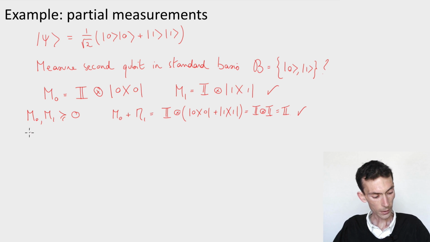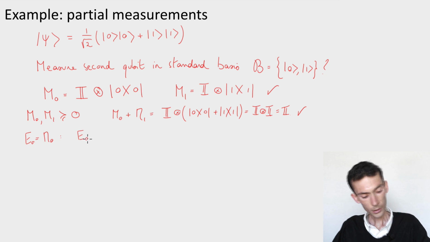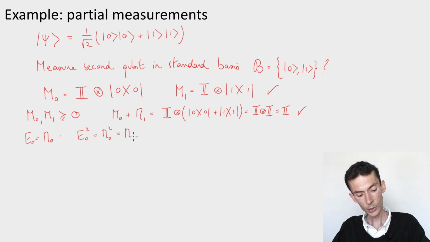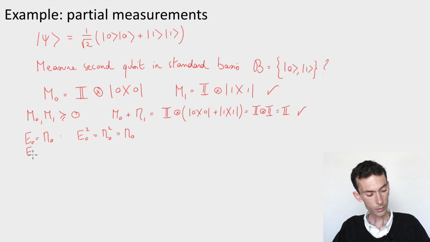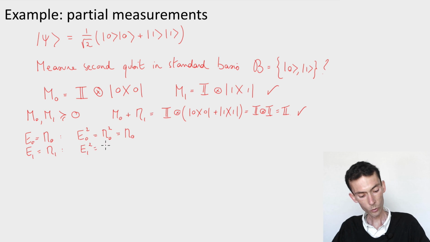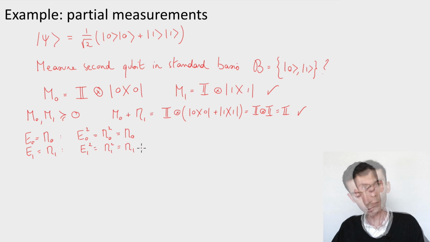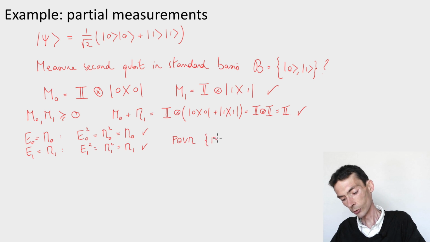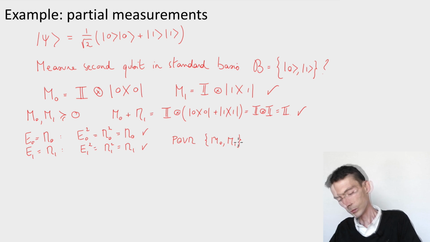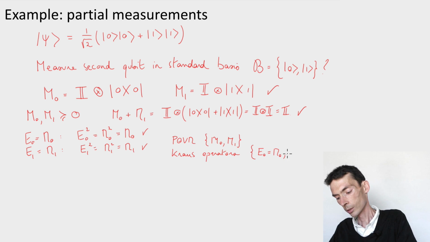The reason is that if I define E0 to be equal to M0, then I can check that E0 squared is M0 squared, and because M0 is a projector, this is equal to M0, and so the rule for the Kraus operator is satisfied. Same thing, I can set E1 to be equal to M1, and then I will have that E1 squared is equal to M1 squared, which is equal to M1. So I have a POVM, which is given by M0 and M1, and I have Kraus operators, which again are given by M0 and M1. So E0 is simply equal to M0, and E1 is simply equal to M1.